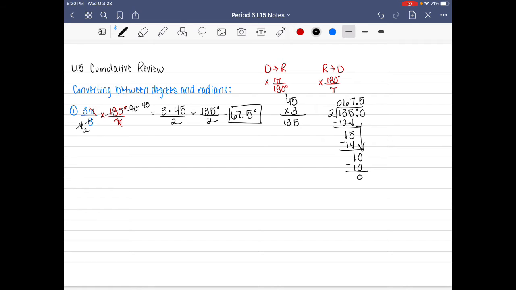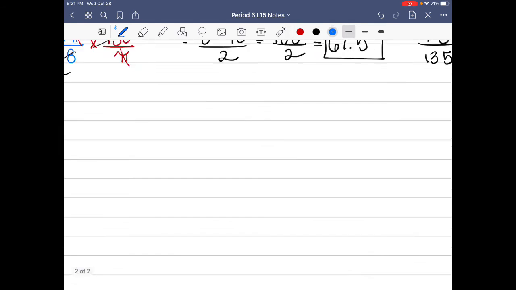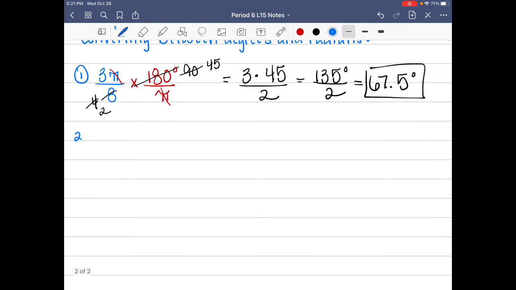So look here, we refreshed our memory on how to convert. We refreshed our memory on some multiplying and some long division. The next one we're going to take a look at is still converting between degrees and radians, and we're going to take a look at number 2 here, and we're going to start off now with 235 degrees.